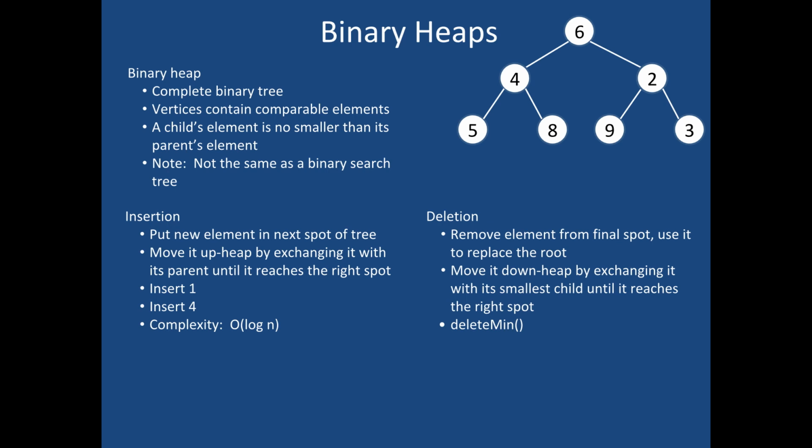Right. We've got to push it down now. So we compare the 6 to both of its children. In this case, the smaller of the 2 children is 2, and so we swap the 6 and the 2. Then we compare the 6 to its 2 children. The smallest is the 3, so we swap the 6 and the 3. And then we're all the way to the bottom.